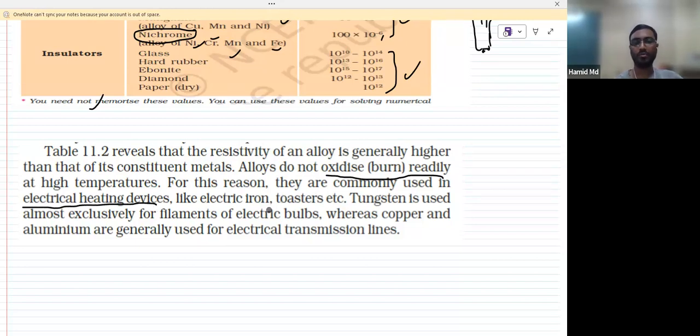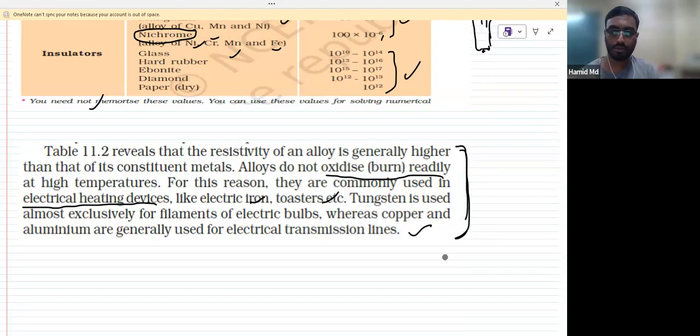Alloys are being used in electric heating devices like electric irons and toasters. Tungsten is almost exclusively used for the filament of electric bulbs, whereas copper and aluminum are generally used for electric transmission lines. So these are the uses of some materials, and you may say that some of the devices are being made of such materials. Okay, is it clear?